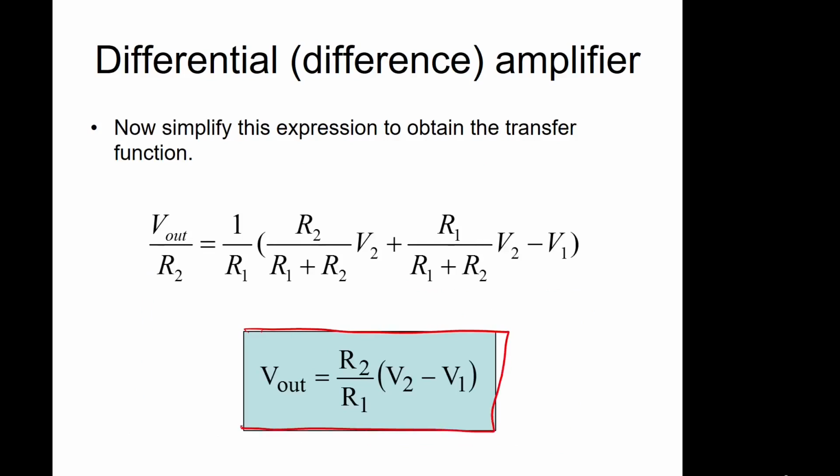So the output voltage of this circuit is the difference in the input voltages, V2 minus V1, multiplied by our resistor ratio, R2 over R1. So we've got a controllable gain term there, and it's amplifying the difference between the input voltages.